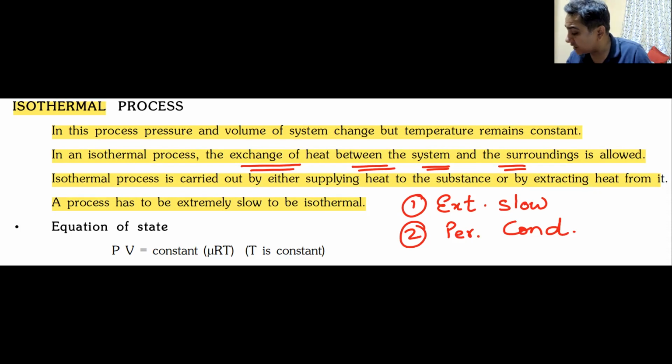What is the equation of state? P into V is constant, or P is inversely proportional to V. That is the equation of state. Two conditions are extremely important. The process must be extremely slow and it must take place in a perfectly conducting body.